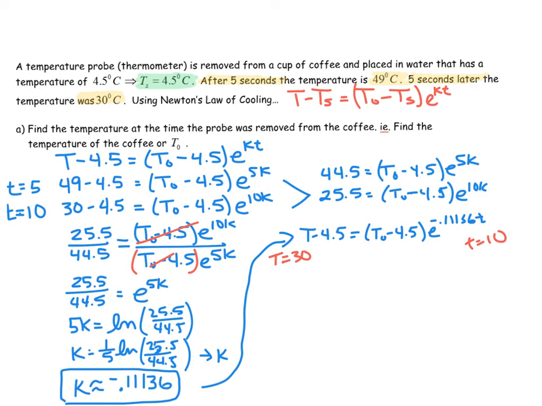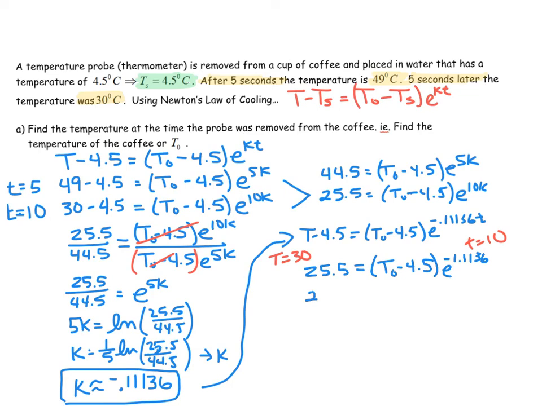So 30 minus 4.5 is 25.5. And this will be T sub 0 minus 4.5 e. And when you plug a 10 in there, that's going to move it one place on the decimal, and it'll be negative 1.1136. Now we have to solve for T sub 0.